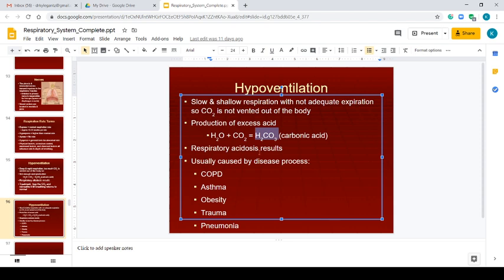Normally, when we see something like this, where we can't get the carbon dioxide out, we're looking at something like COPD, chronic obstructive pulmonary disease, asthma, obesity, trauma, pneumonia. Something's going on in the lung. These are many different things that are causing the lungs to not be able to expel the air like they should. So if your breathing is shallow and slow, they're going to say that you're in respiratory acidosis, which means you're not blowing off enough carbon dioxide.